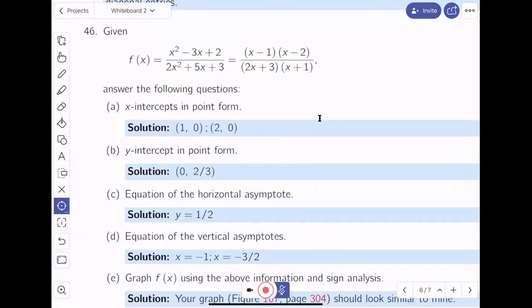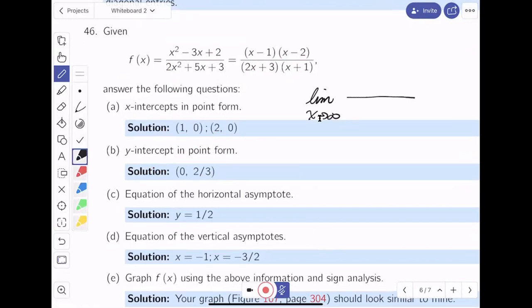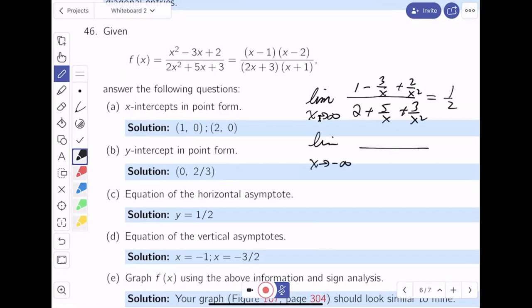All right, equation of horizontal asymptotes. I want to put the work down for you. I'll write down the limit as x goes towards infinity. Our recommendation is to divide by the highest degree variable, which is x squared. You would get 1 minus 3 over x plus 2 over x squared, and on the bottom, 2 plus 5 over x plus 3 over x squared. If x gets really large, those fractional terms go to 0 and you're left off with 1/2.